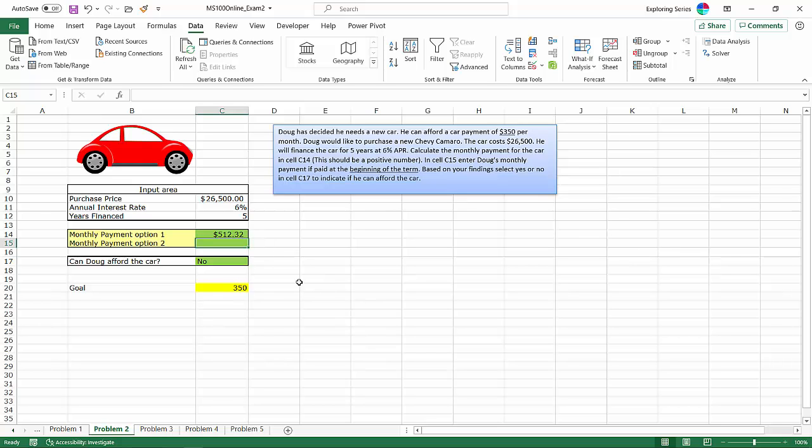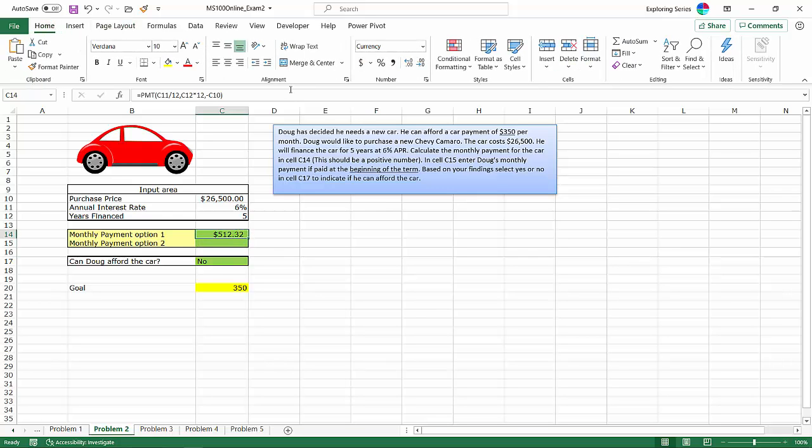So now back to what we were really talking about, which is goal seek. So here's the problem, right? That's too much. As of right now, Doug, the guy that's in this problem here, can't actually afford this payment. So then the next question would be, all right, if he can't afford a car that's $26,500, we're not going to change the interest rate and we're not going to change the years financed. So the only thing we can do here is try to negotiate to get a cheaper car. We need to bring the price of the car down.